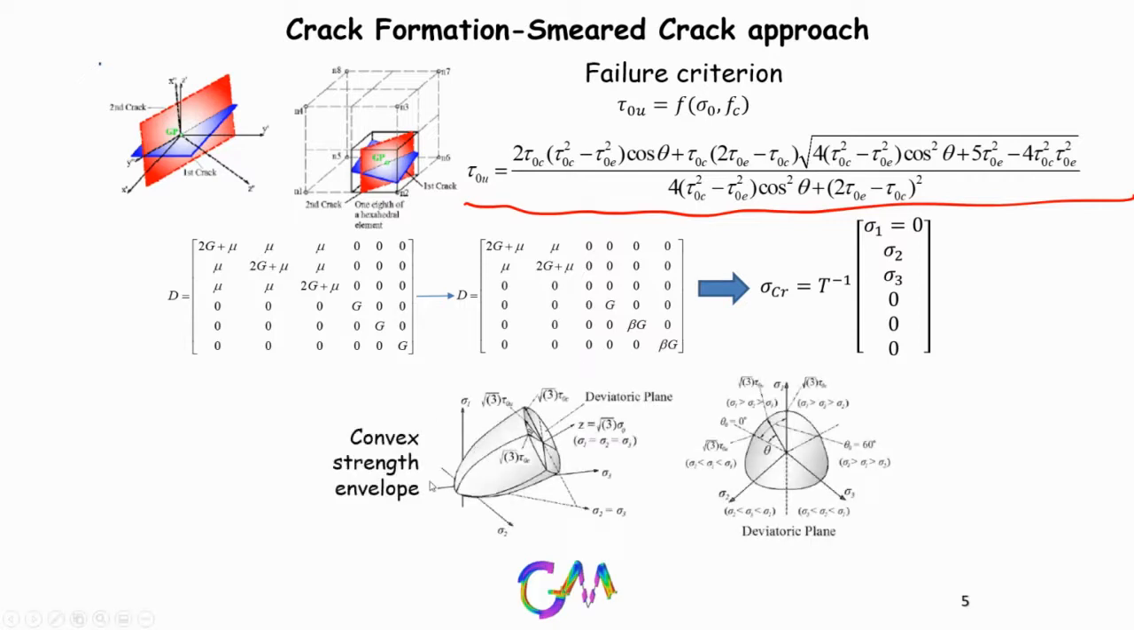This is the convex strength envelope. As you can see, principal stress 1, 2, and 3.